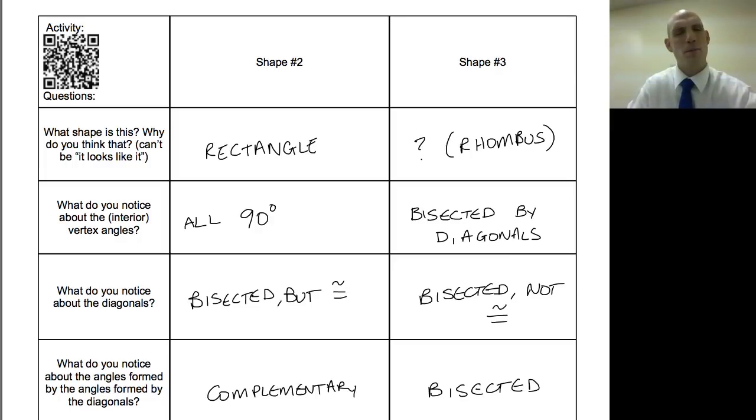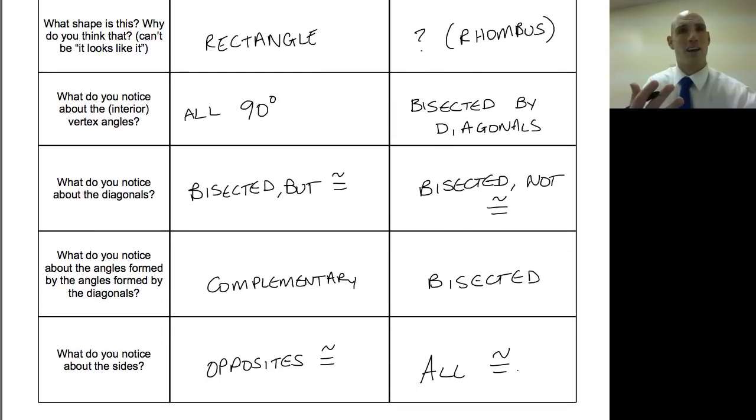Shape number 3. Maybe you didn't know what shape number 3 was. Maybe you tried to call it a diamond, but its technical name would actually be a rhombus. And each of the interior vertex angles were bisected by the diagonals. And the diagonals were bisected, but unlike the rectangle they were not congruent. So one was shorter than the other, though they were still bisected. The angles formed by the diagonals bisected the corners, and all the sides were congruent. So unlike a rectangle that had the 90-degree angles but different sides, this one didn't have 90-degree angles, but it had congruent sides.